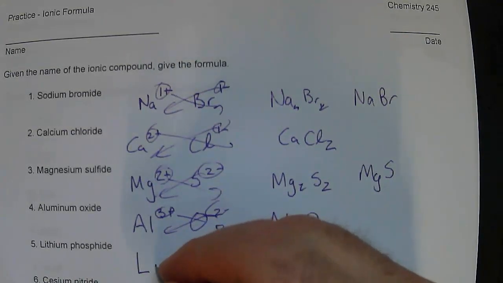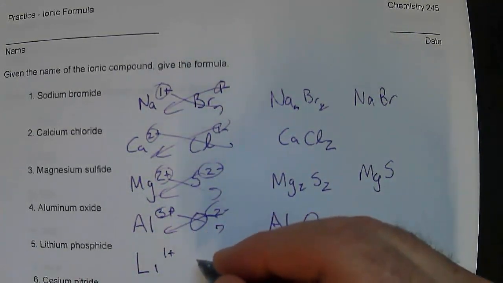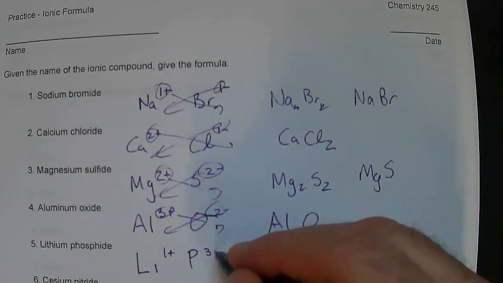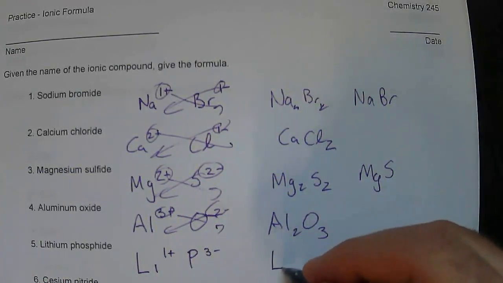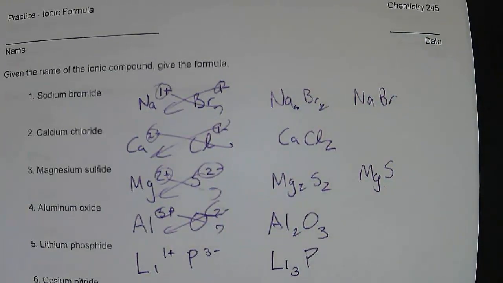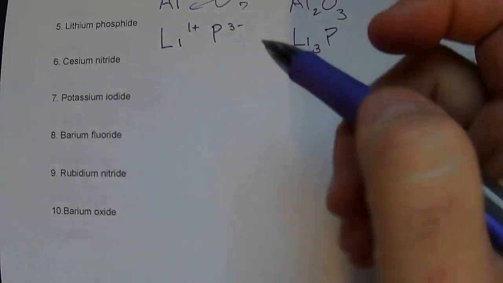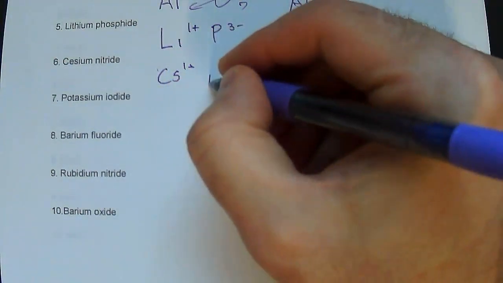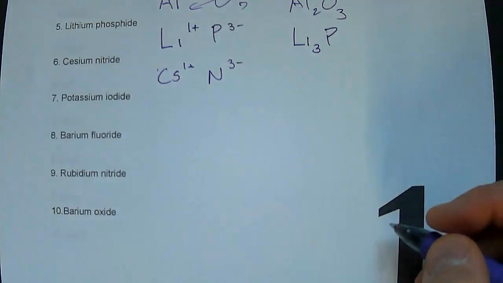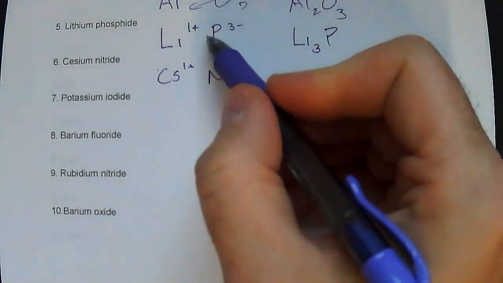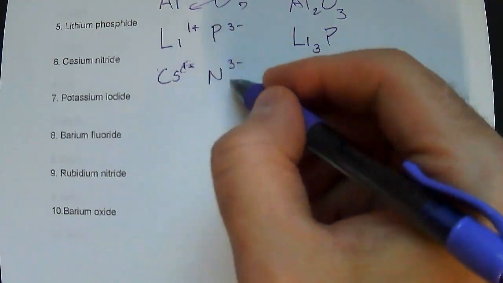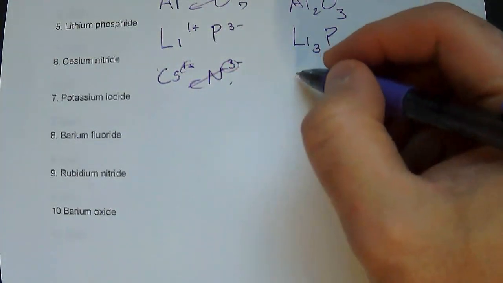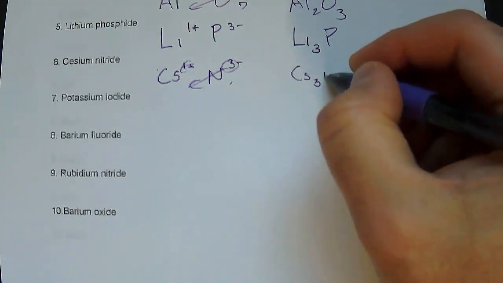Lithium phosphide, Li 1+, P 3-, so we have Li3P. Okay. Cesium nitride, Cs with a 1+, nitride, which is nitrogen 3-. So it's very similar to the one above it. We crisscross and we get Cs3N.